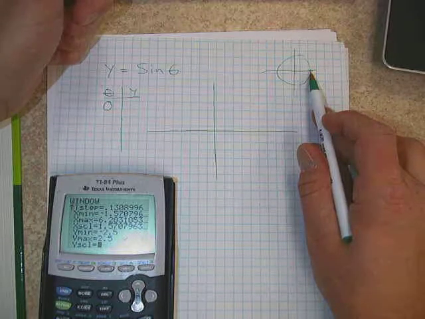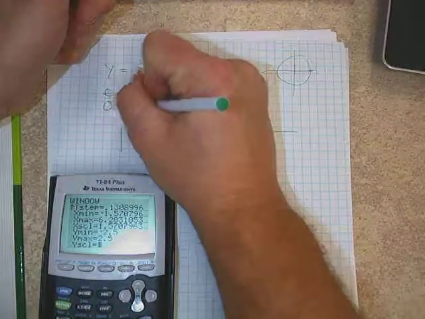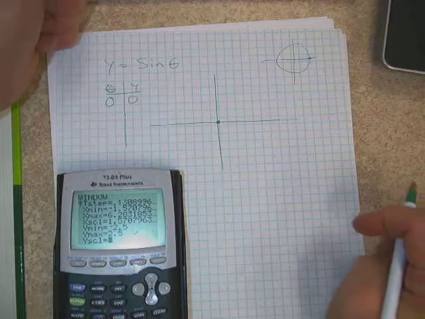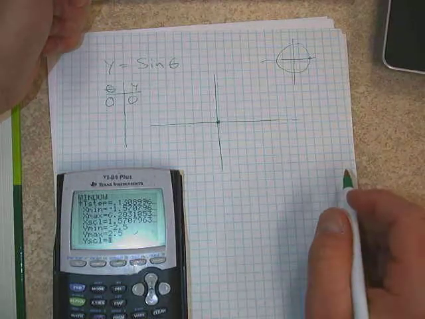This is our unit circle. What is the y coordinate at this point right here? It's 0. This is 1, 0 right here, isn't it? Around the unit circle. So that means 0, 0 is a point. I would plot that.